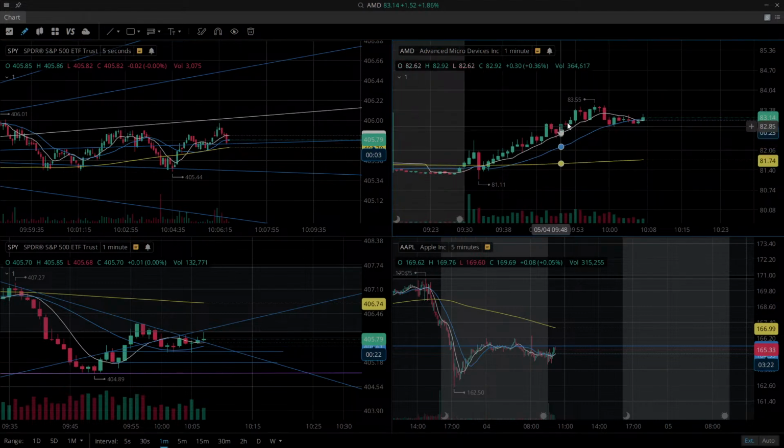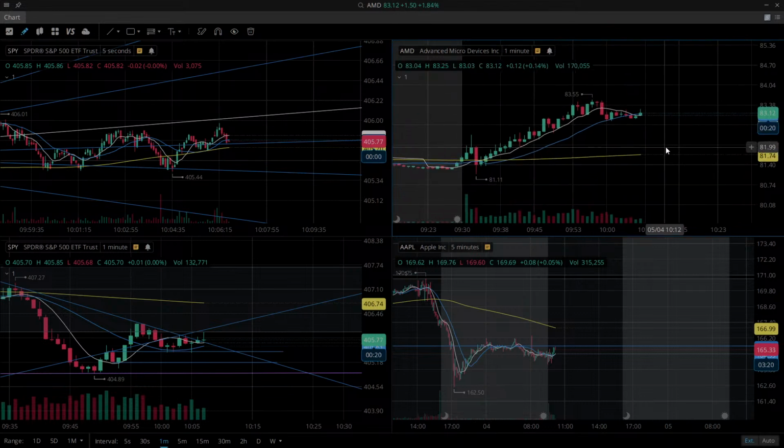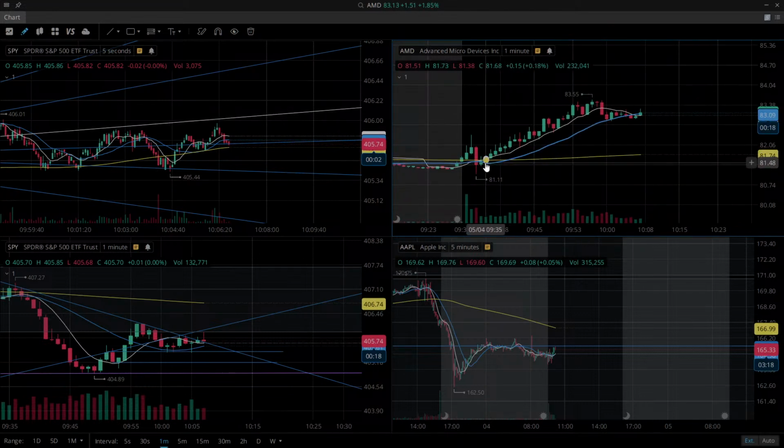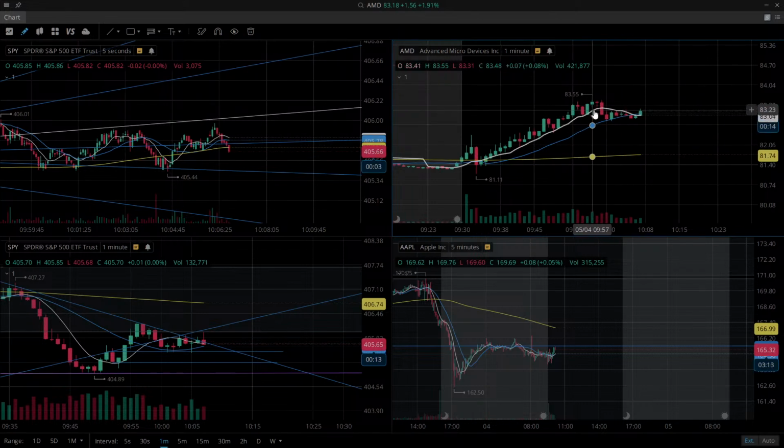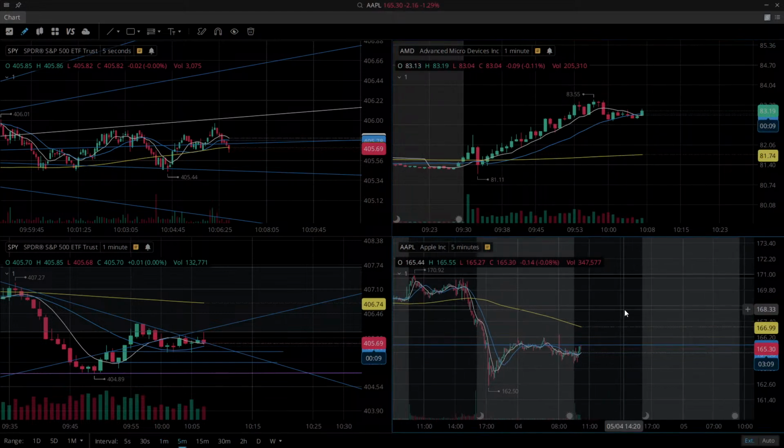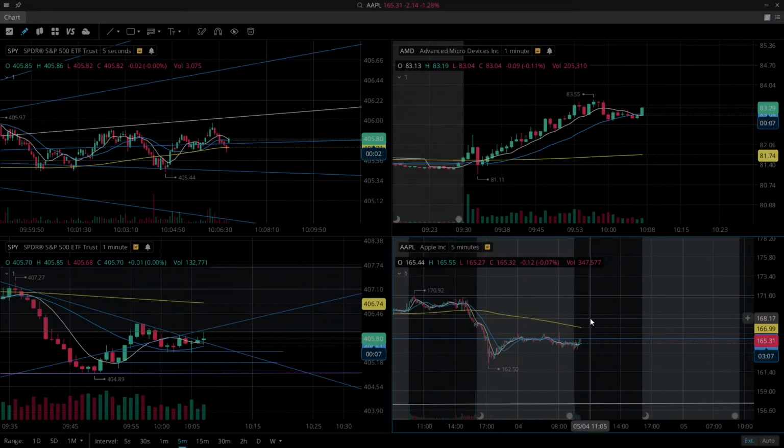All right, AMD, nice swing. I could probably find a better condor on AMD than I can on Apple today as far as risk management goes.